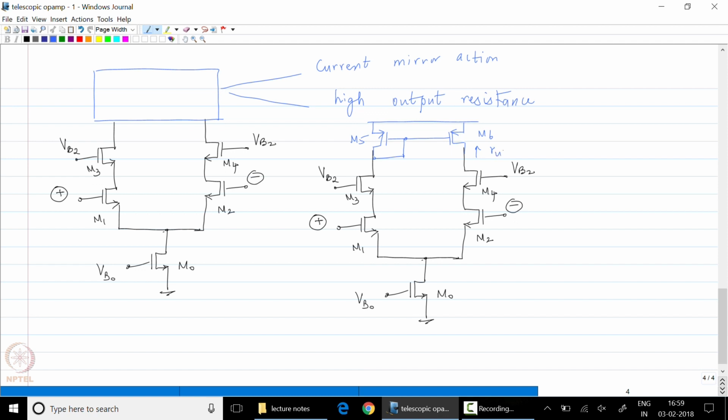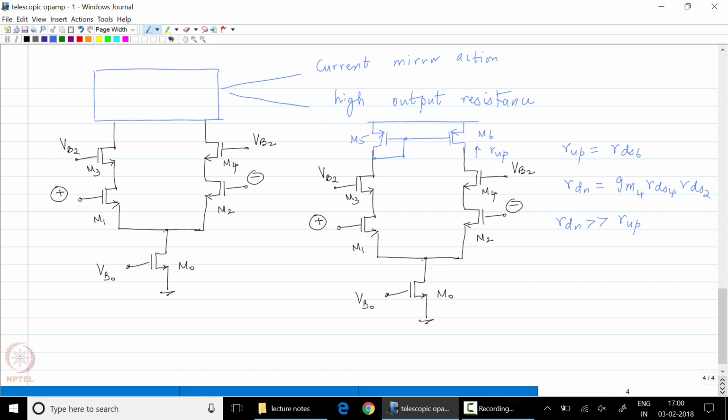The resistance looking up is RDS6, whereas the resistance looking down is GM4 RDS4 times RDS2. So R down is much larger than R up.